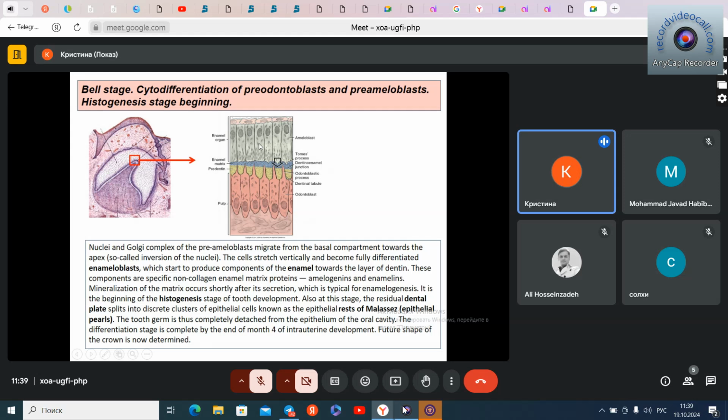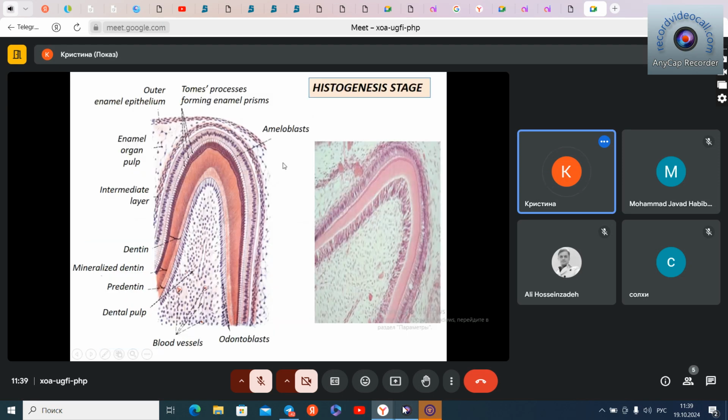So here they are ameloblasts, and they start to produce enamel. So odontoblasts are here, they produce dentin. Dentin here is in yellow color. Ameloblasts produce enamel, enamel here in blue color.